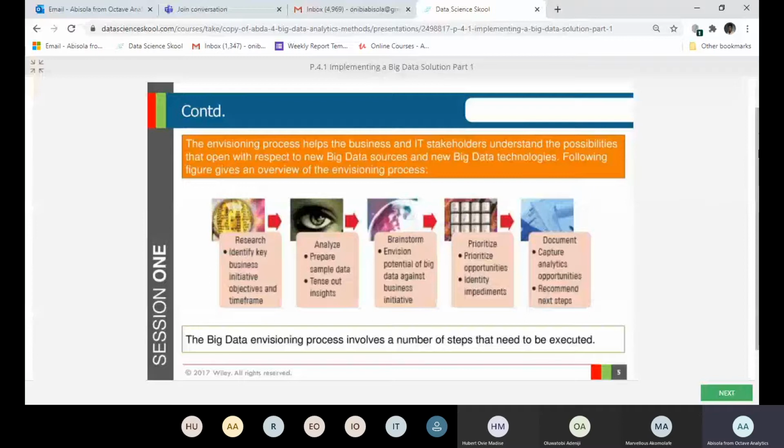So the envisioning process helps business and IT stakeholders to understand the possibilities that are open with respect to new big data sources and new big data technologies. In a company, there are two key people that the big data team, or the facilitating team, would have to relate with. They are the business and the IT stakeholders. Why the IT stakeholders? You are relating with them because they are the ones that have access to the data.